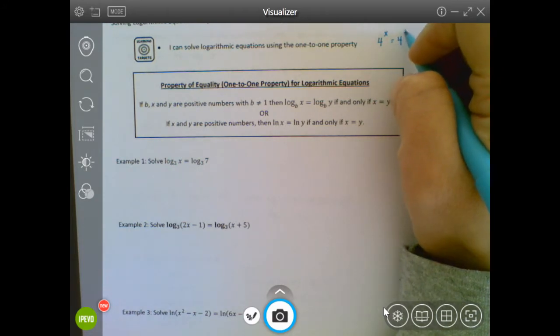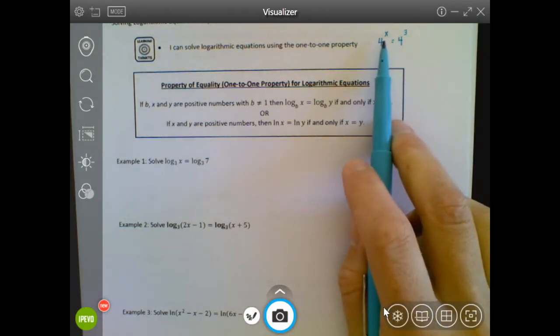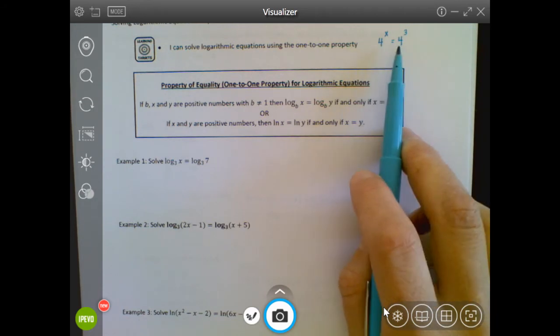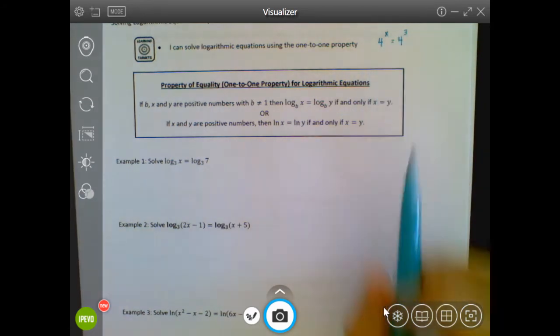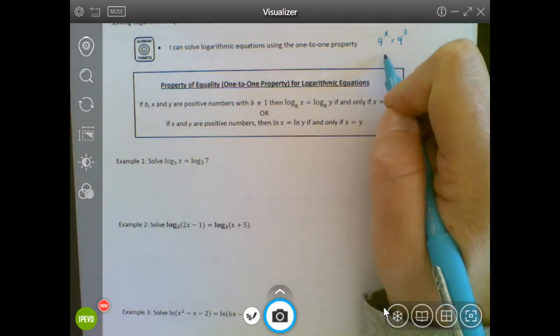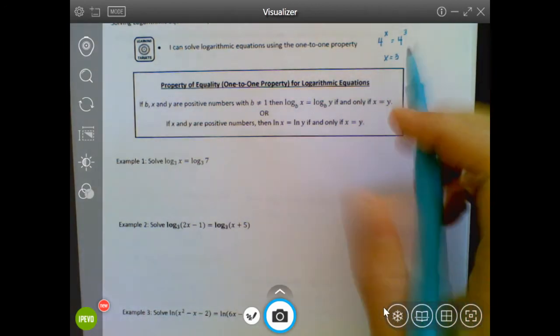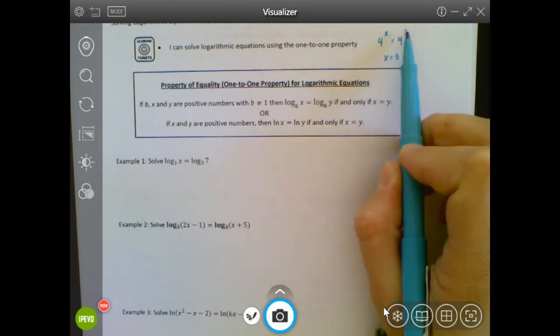had 4 raised to the third exponent, we were basically asking, well, if this base is 4 and this base is 4, what would the exponent have to be in order for this to be a true statement? And we know that in order for this to be true, our x value would have to be 3, since 4 to the third has to be equal to 4 to the third.